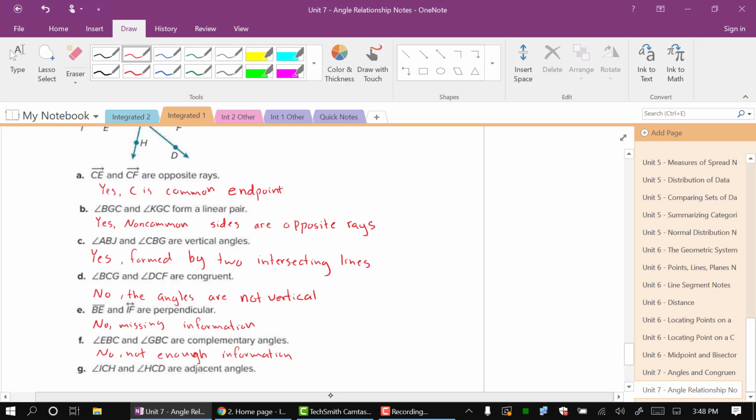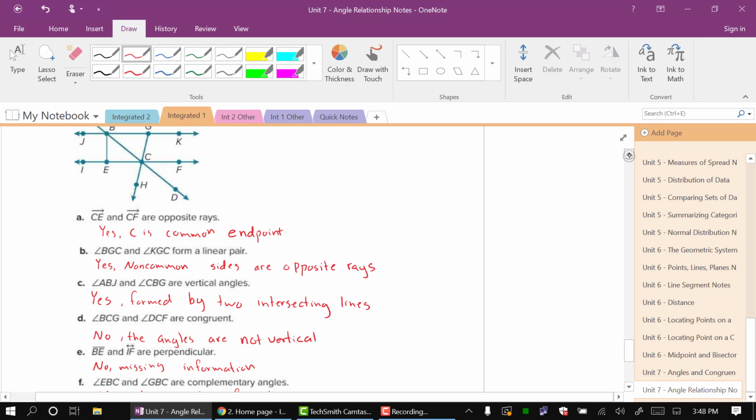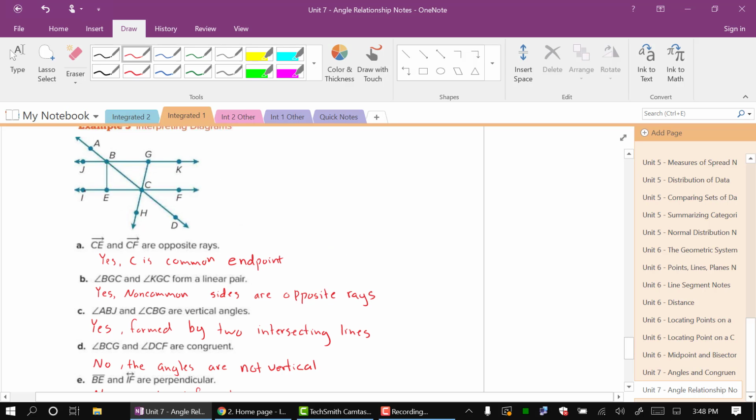And then ICH and HCD are adjacent. So let's look at ICH and then HCG. HCG are adjacent. Yes, they share the common side. The common side is CH.